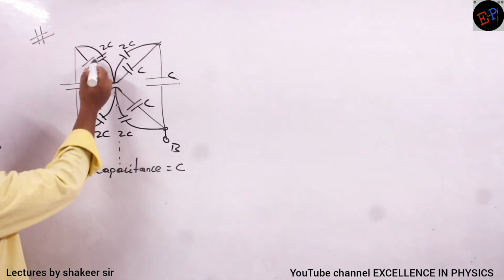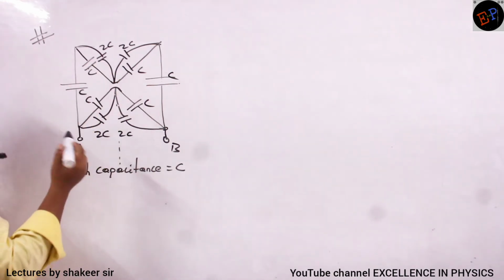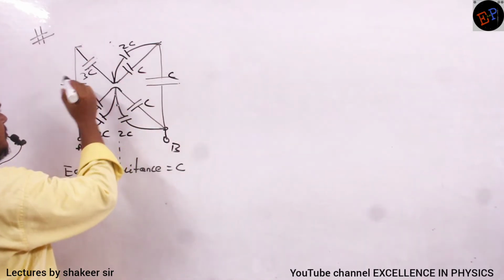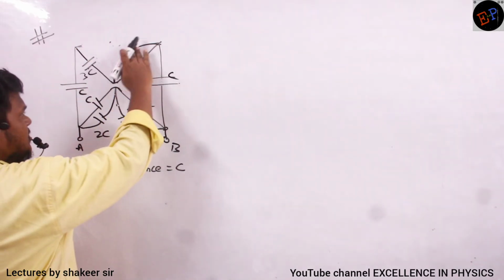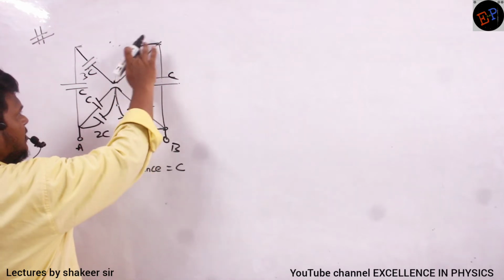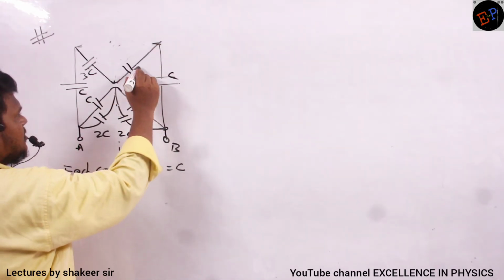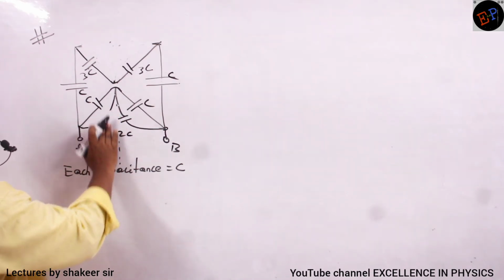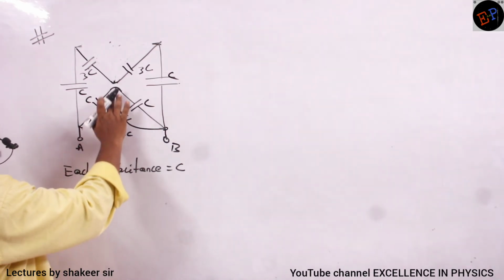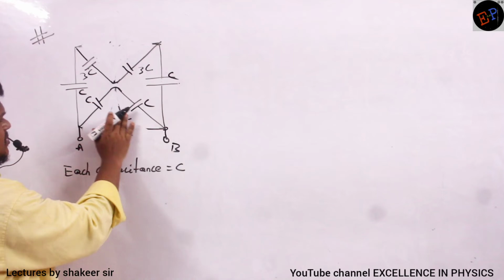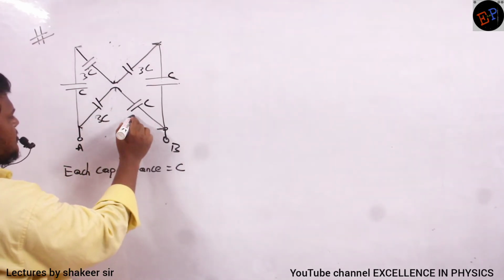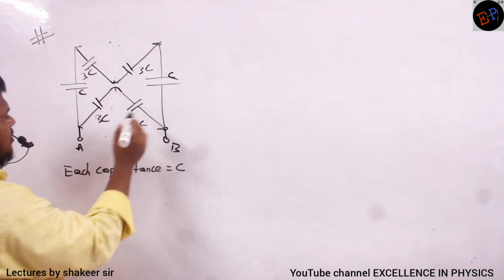Now see, 2C and 2C, they are connected in parallel connection. So what is the total equivalent capacitance? 3C. Clear, no? Similarly, this 2C and C also are connected in parallel connection, so again the capacitance is 3C. Same concept with this also. So instead of 2C and C, I can write a single capacitor of capacitance 3C. So this is 3C and this is also 3C. Are you able to understand?